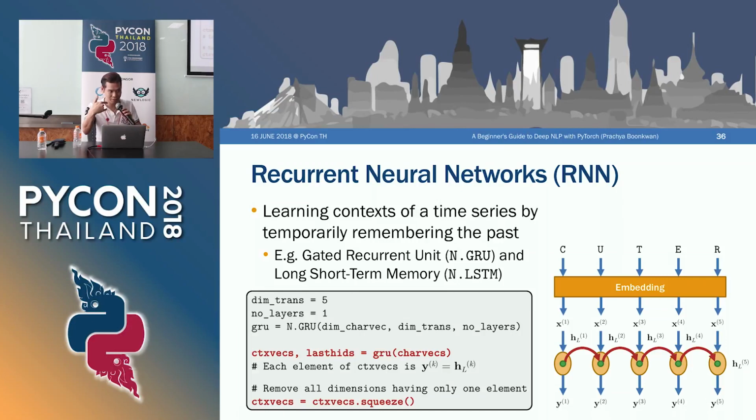We pass the matrix of the character vectors into the GRU, and it learns that automatically. You're going to get two things, the context vectors and the last hidden vectors. We don't care about the second one. We care about the context vectors. So we just take that and squeeze. We remove all the dimensions having only one element from that matrix. The output is actually a tensor, but we've got to delete that empty element out. So we just use the command squeeze. I always do that.